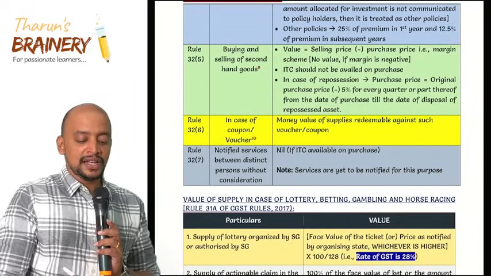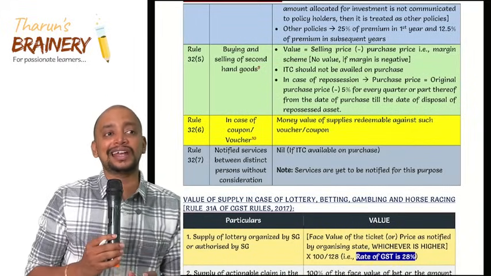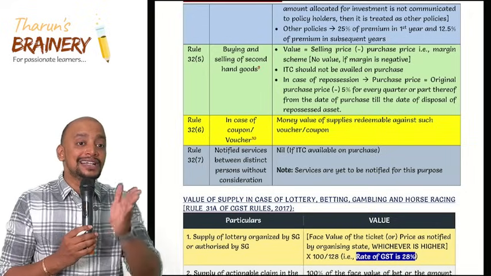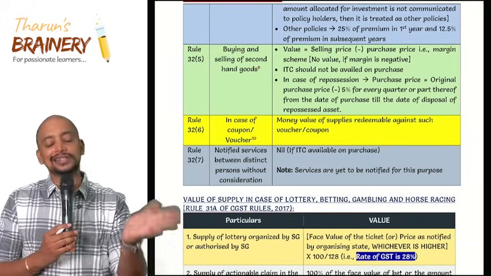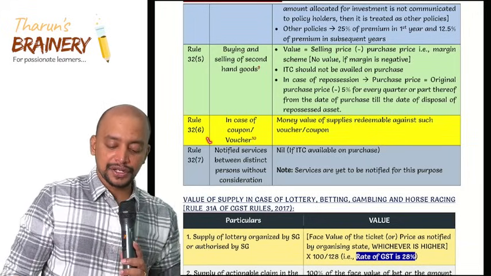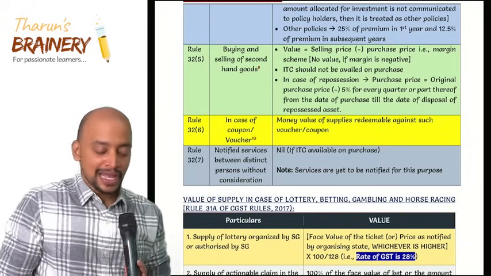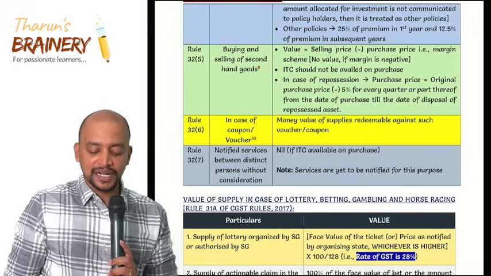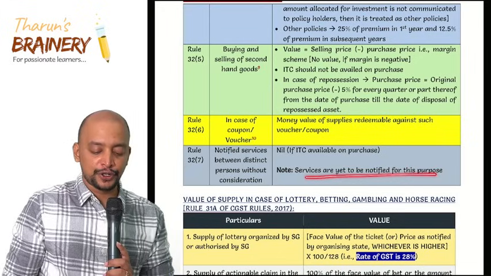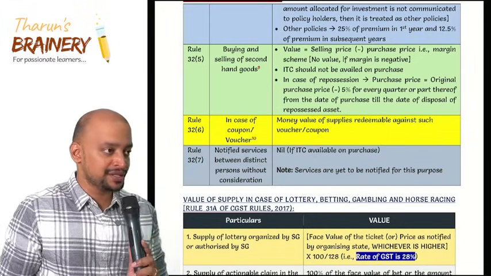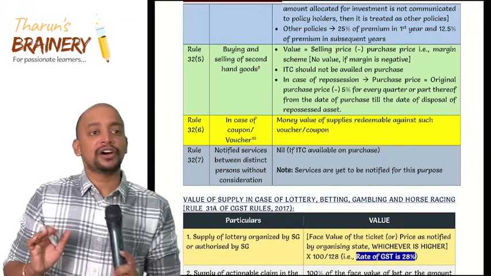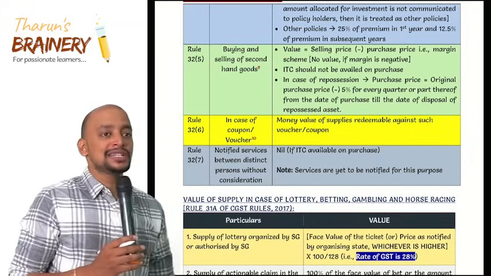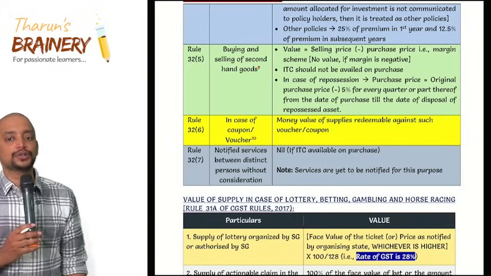And thereafter, a person who is engaged in dealing in second-hand goods. He is buying and selling second-hand goods, so he is a second-hand dealer in goods. Then the next one, in case of coupons or vouchers. And then there is a notified service between distinct persons. At present it is not applicable because services are yet to be notified, so you don't have to remember this. Only 5 cases you need to remember: foreign exchange transactions including money changing, air travel agent, life insurance business, second-hand dealer in goods, vouchers, coupons, etc.